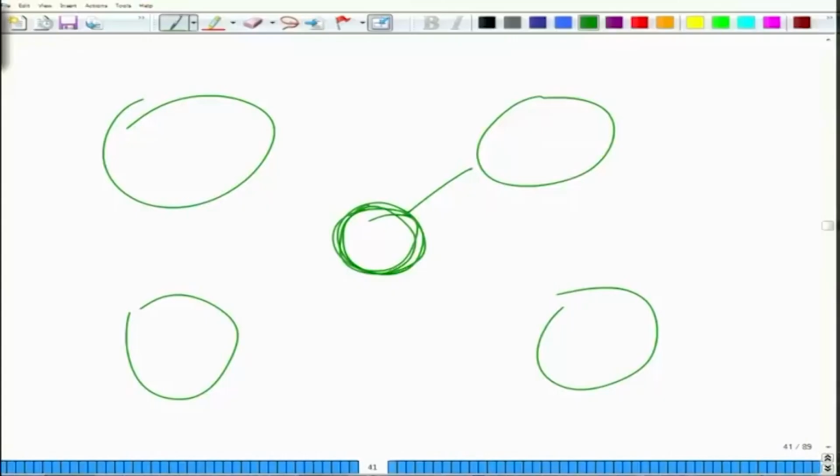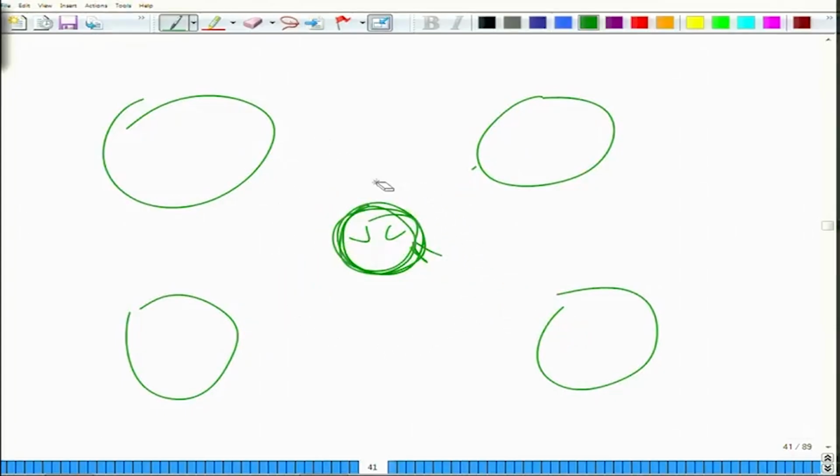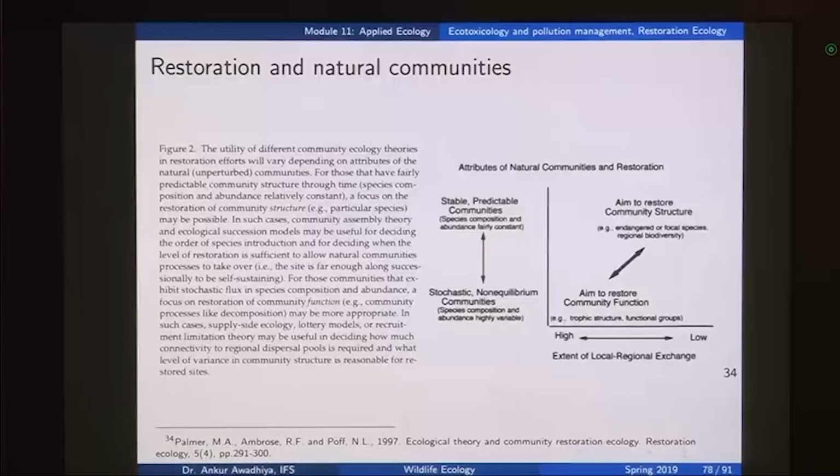What next? You need to bring in the organisms from outside. Now, if there is a good amount of connectivity with the surrounding forest areas, then your animals will migrate by themselves, because now there is a niche that is made available after the removal of lantana. But you can also have a situation in which this area is not connected to the surrounding forest areas, in which case you might need to translocate animals into this area from outside. So, you will have to manually bring animals into this area.